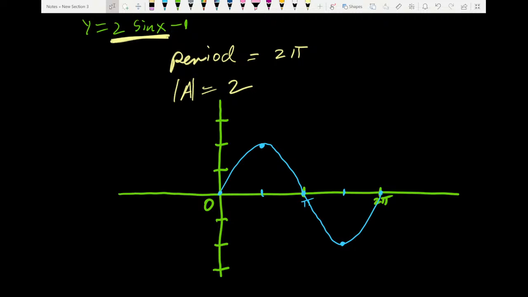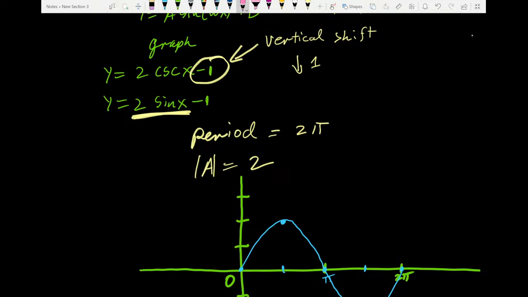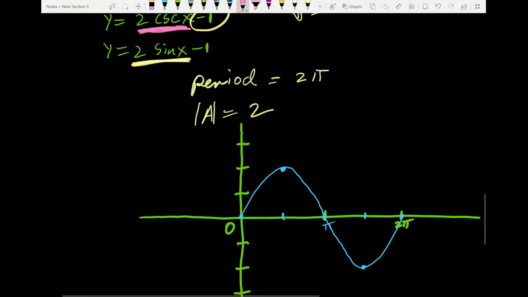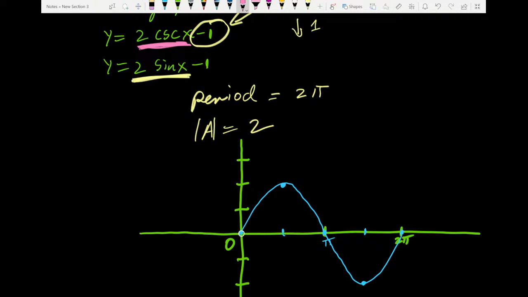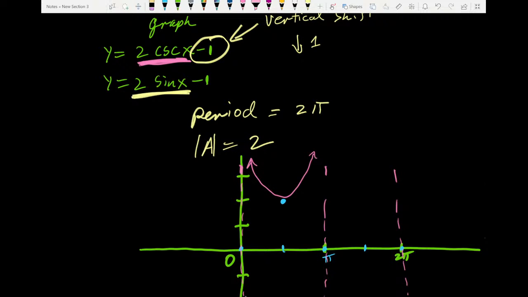Well, to graph now the cosecant part, wherever you see this x-intercept, you draw vertical asymptotes. And wherever you see this maximum point, you have the parabola. And I just erased this. So I've just graphed this part right over here.